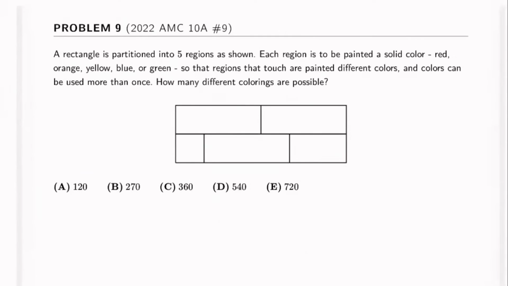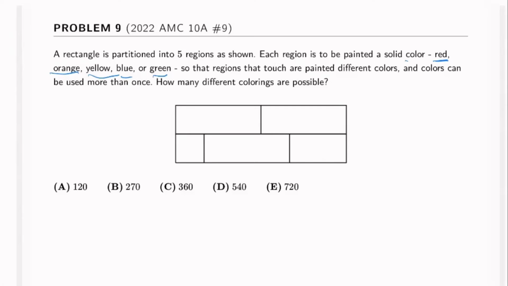And number 9 is a counting case, I will say. A rectangular partition into 5 regions is given. Each region can be painted a solid color: red, orange, yellow, blue, or green. So we have 5 colors, such that regions that touch are painted different colors. Colors can be used more than once. How many different colorings are possible?